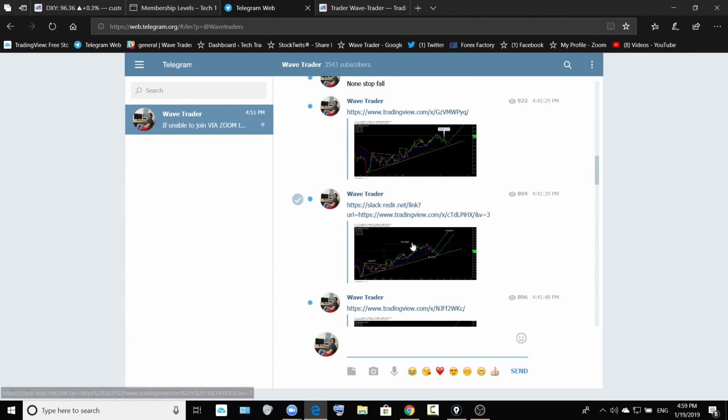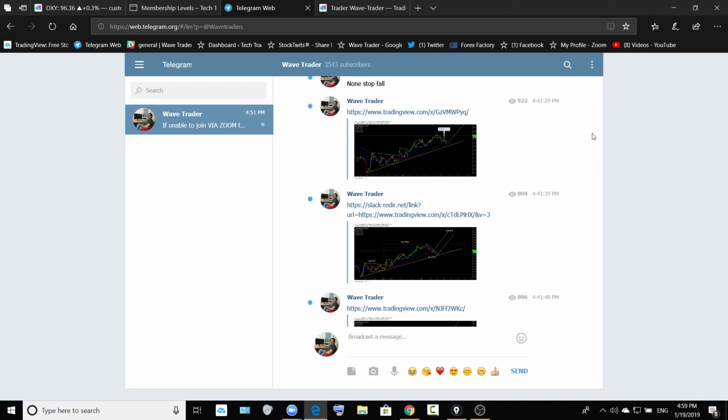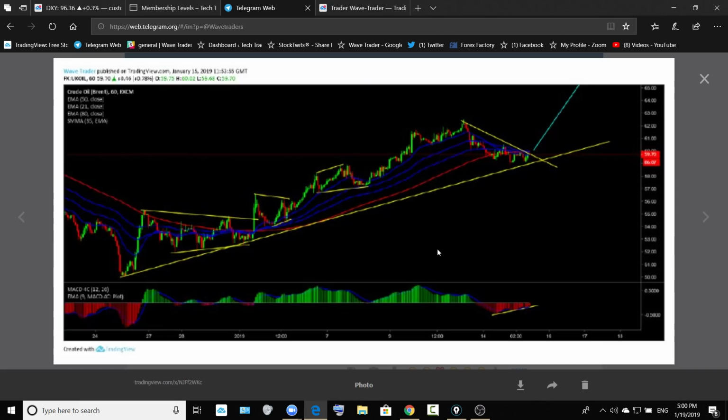So this is the oil chart. Let me show you quickly the oil chart. We were looking for a buy setup on the oil in our paid group, and we were waiting for the correction. I even showed you that correction in the weekly market outlook as well. When that correction completed, we were looking for it to continue to go higher.